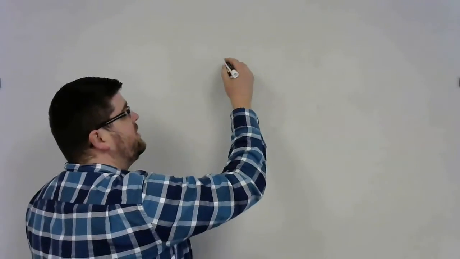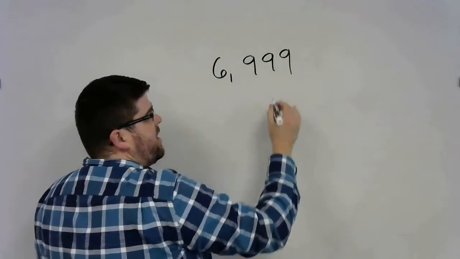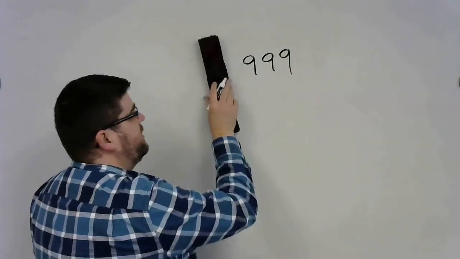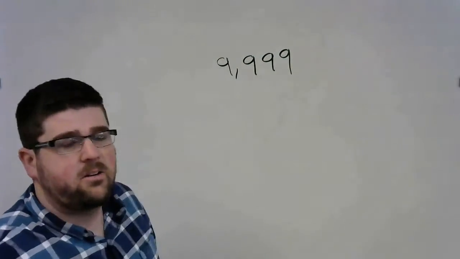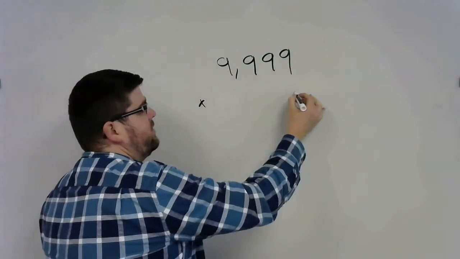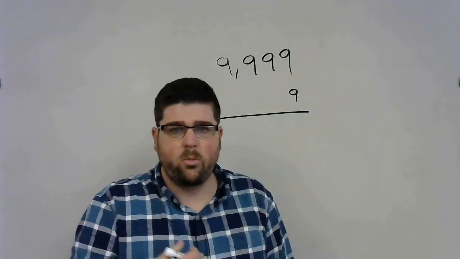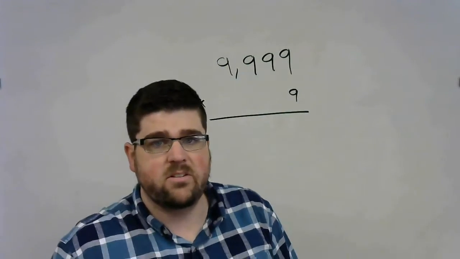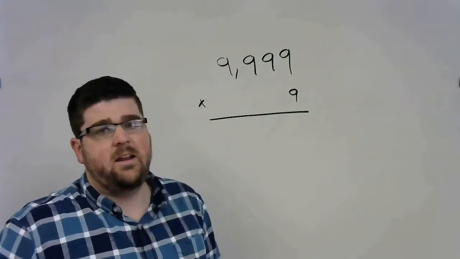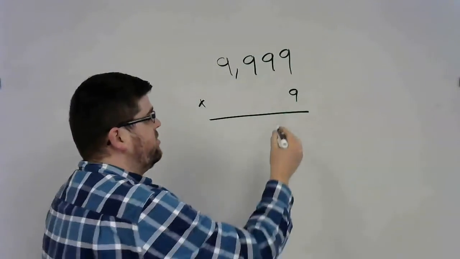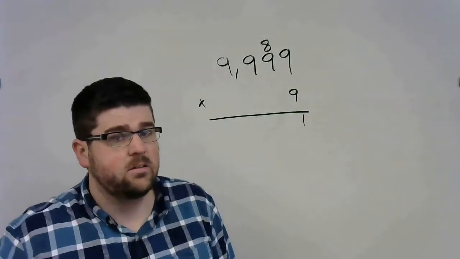Let's make it fun. Let's do 9,999 times, you guessed it, 9. Even though these are all the same number, we still just do the exact same thing every single time. I start with my ones column. 9 times 9 is 81. So 1 in the basement, 8 in the attic.